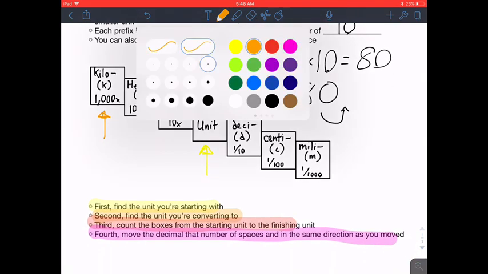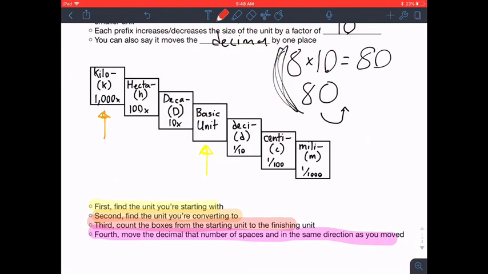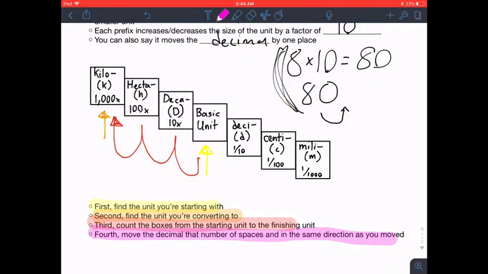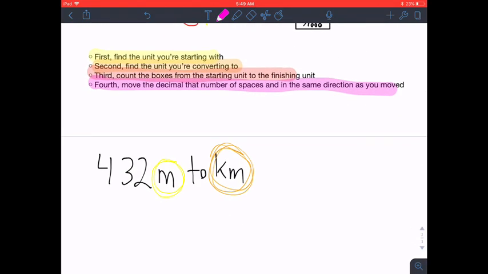The third step is to count the boxes from the starting unit to the finishing unit. So we're going to start at meter and go 1, 2, 3 boxes to the left. The fourth step is that we're going to move the decimal that number of spaces and in the same direction you moved.